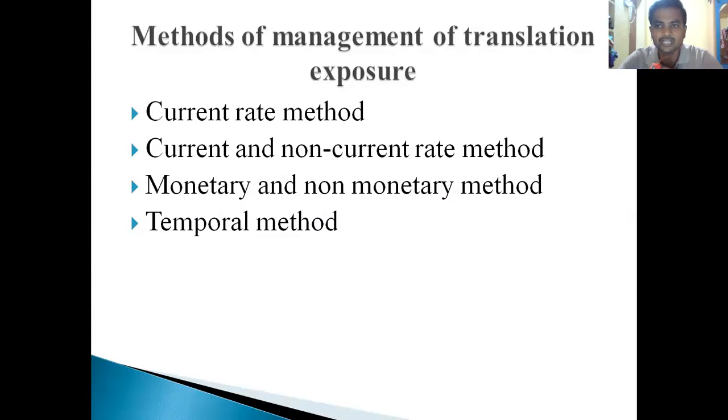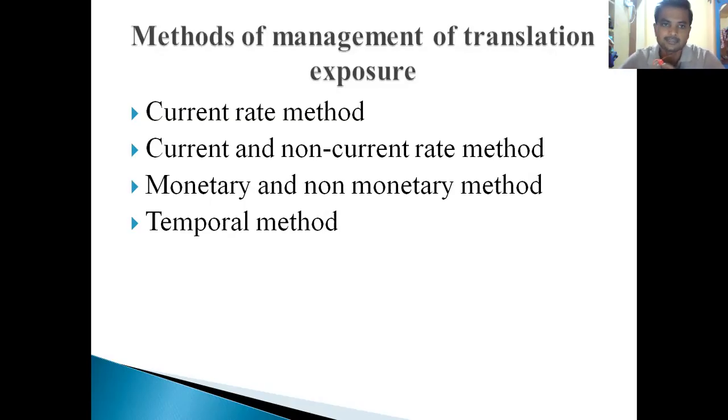As per the international accounting standard, it is suggested that we translate our income statement as well as balance sheet using these four methods: the current rate method, the second is the current and non-current rate method, the third is the monetary non-monetary method, and the fourth is the temporal method.